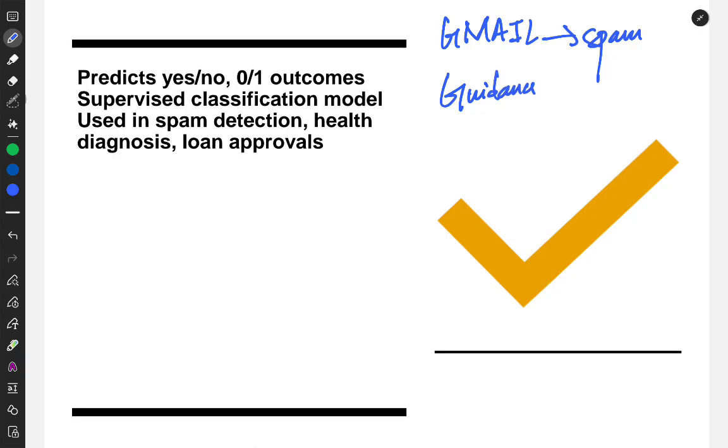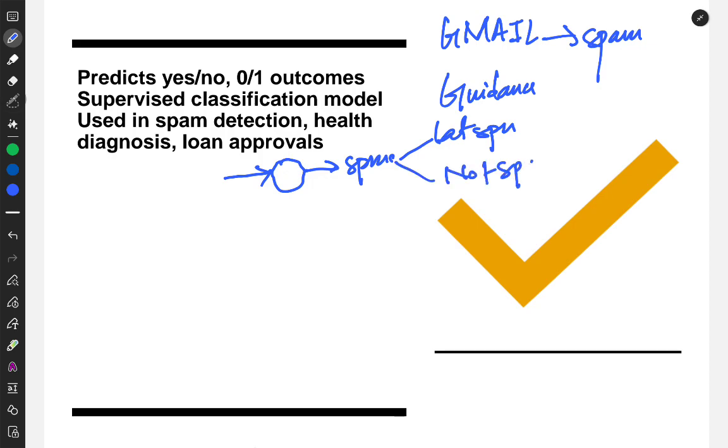So now, whenever you receive a mail and the model identifies it to be spam, it puts it under the category of spam, and the other category is not spam. So whenever you have to predict something as either 0 or 1, yes or no, true or false, in that scenario you have to use logistic regression.